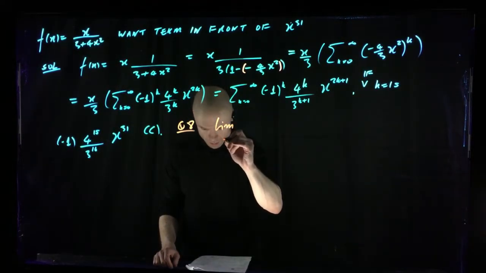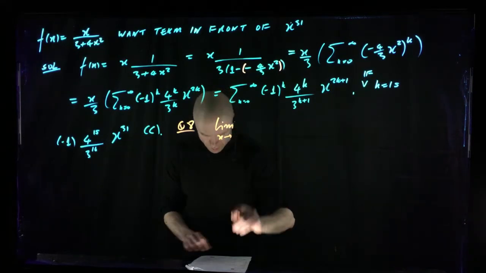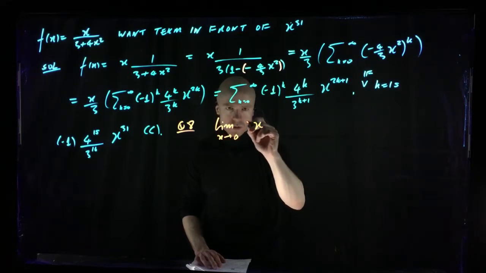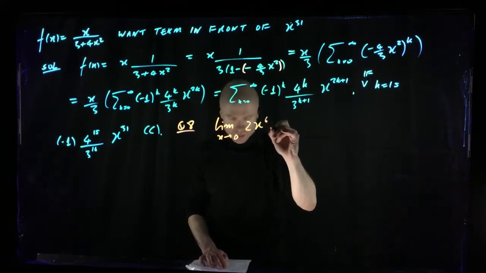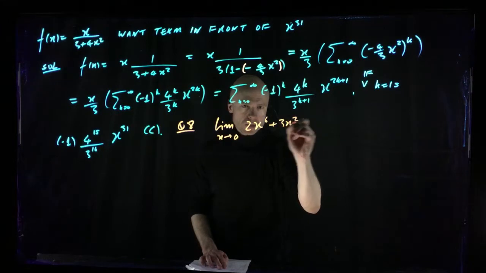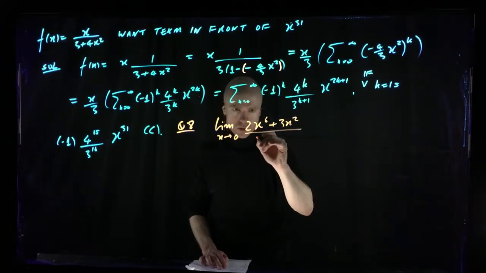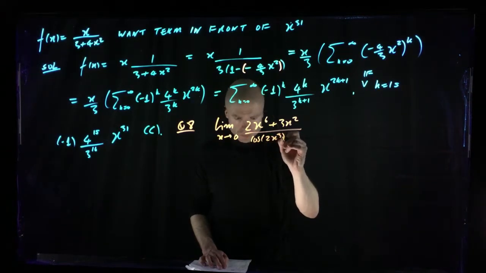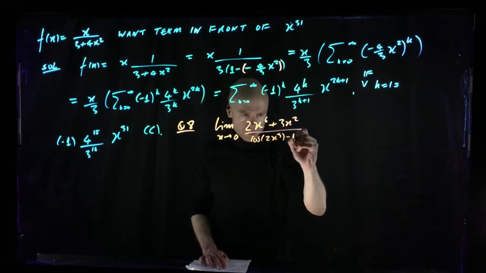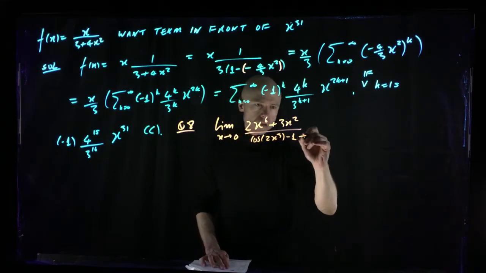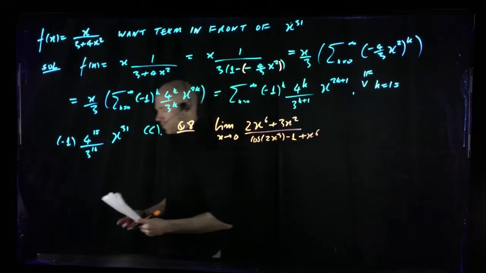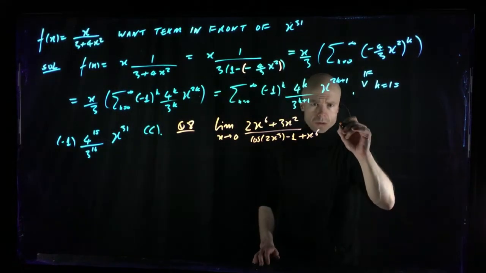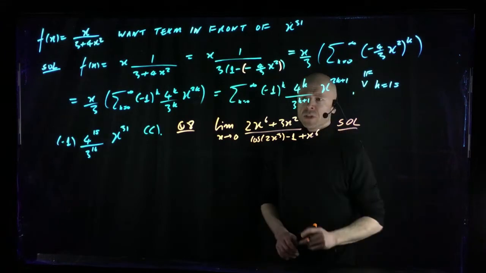The limit as x goes to 0 of x to the 6 plus 3x squared over cosine of 2x to the 3 minus 1 plus x to the 6. Okay. So we did a problem like this before. Let's do this again.